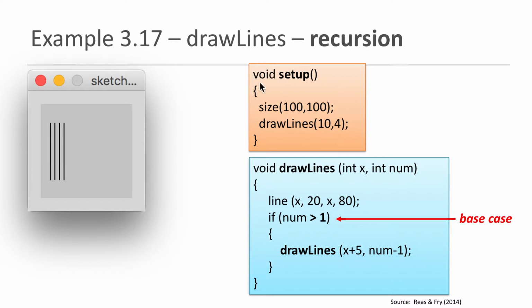Our initial setup is the same. The output is going to be the same, but the way we implement draw lines is going to be very much different to using the for loop. So what we're doing is we're calling draw lines. The 10 matches up with the x, the 4 matches up with the num, and we draw this line. And then we have a base case. The base case says, is your number greater than 1? Num, remember, is one of the local values passed in. So if the number is greater than 1, it calls draw lines again.